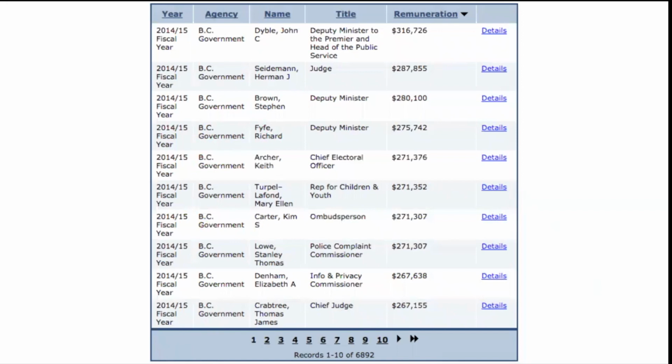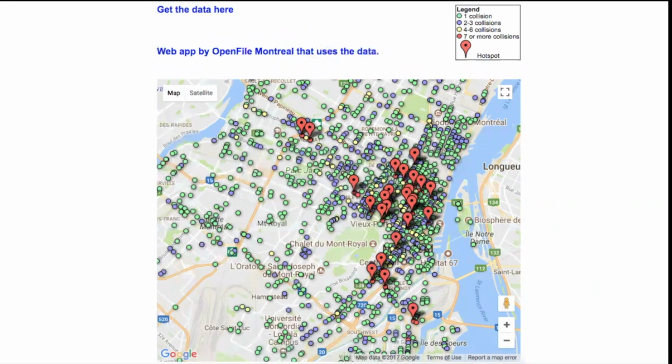Or look at this hideous map that I made years ago. It still makes me cringe when I look at it, of bike accidents by intersection in Montreal, color-coded by how many accidents there were in that intersection. And again, the prevailing idea was let the reader explore it. They want to dig into the data and find the story that interests them inside it.